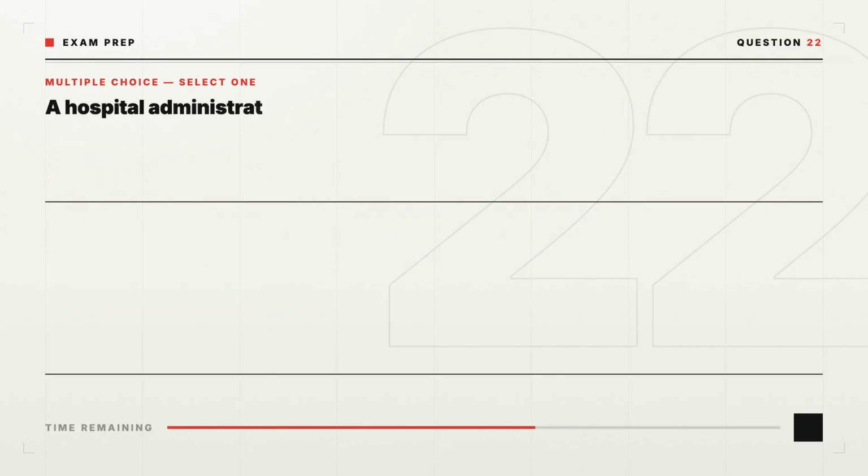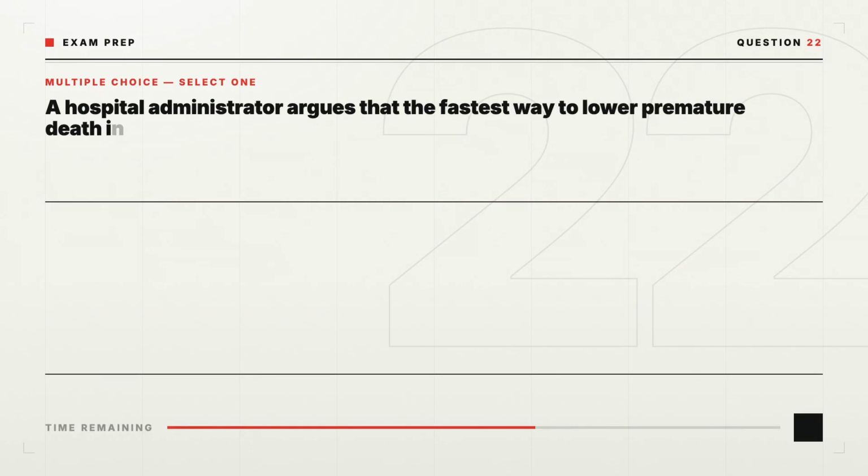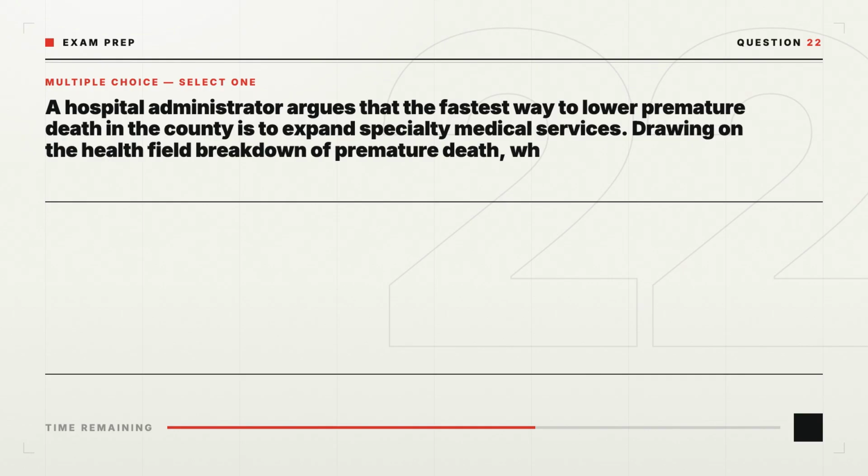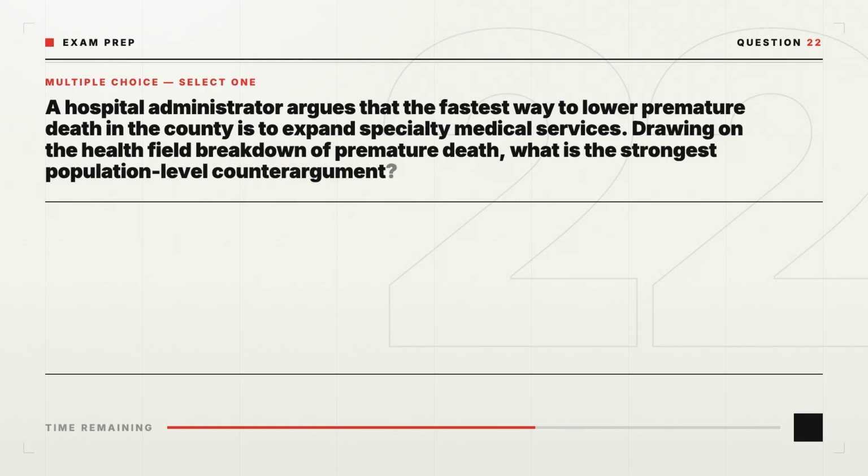Question 22. A hospital administrator argues that the fastest way to lower premature death in the county is to expand specialty medical services. Drawing on the health field breakdown of premature death, what is the strongest population level counter argument? Your options are A. Specialty services are too expensive relative to the clinical benefit they deliver.